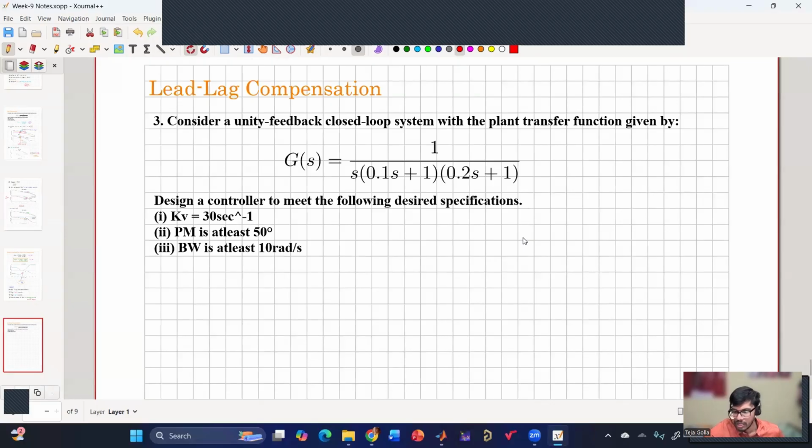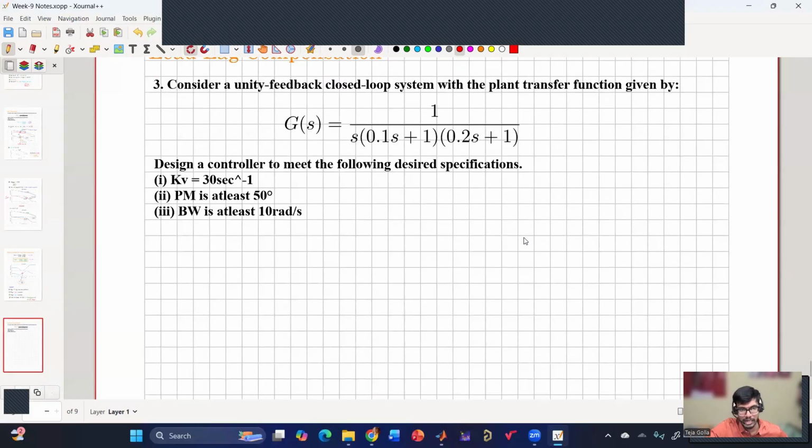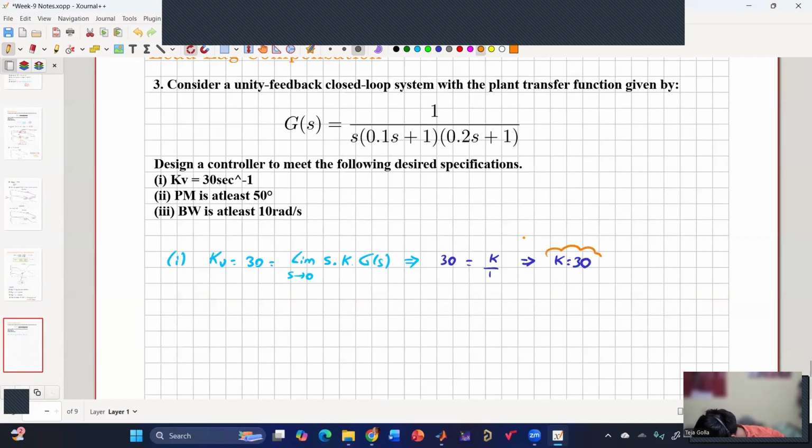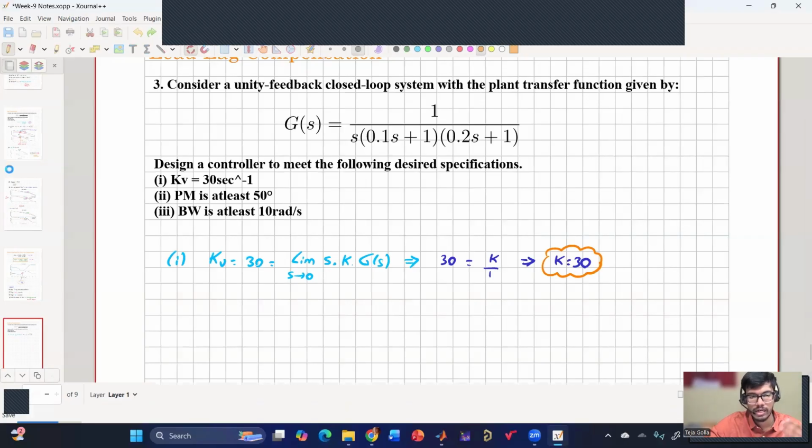So let us start from the step-by-step guidelines. First one is always finding the K. So my Kv, which is 30, is nothing but limit s tends to 0 of s into K into G of s. So if I calculate, I'll get 30 is nothing but K by 1, which means my K is 30. So I got the gain of the controller, which is 30.